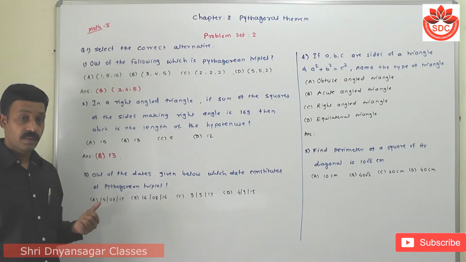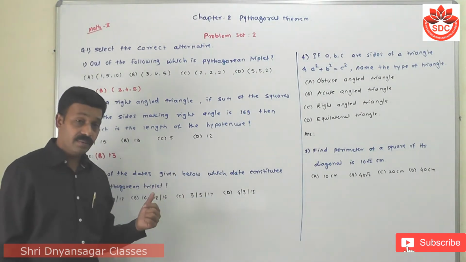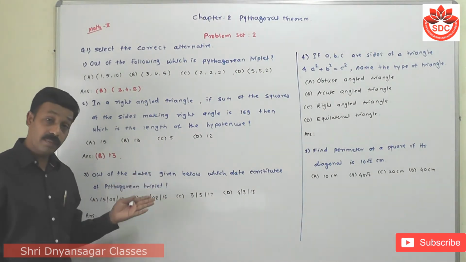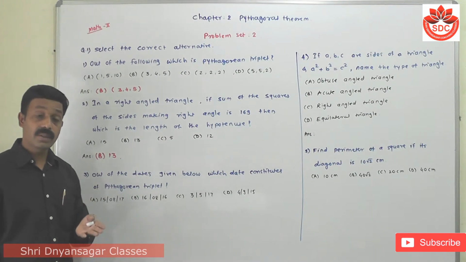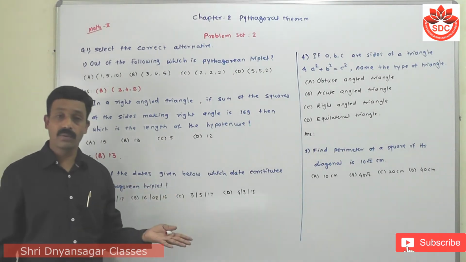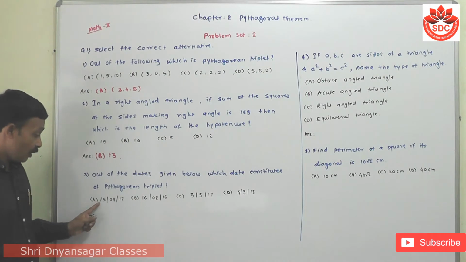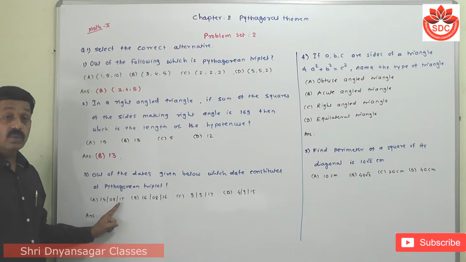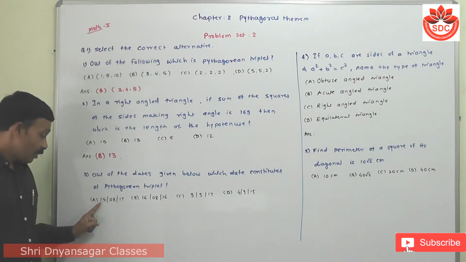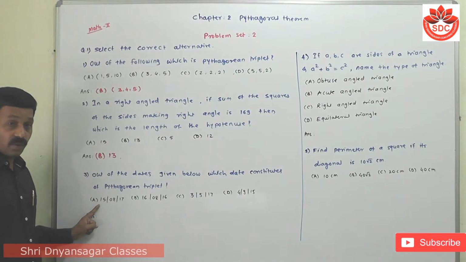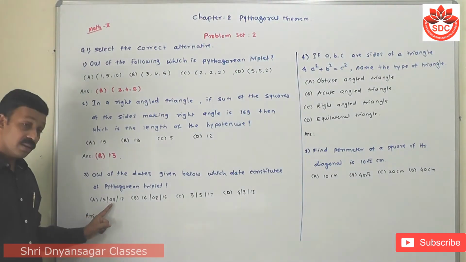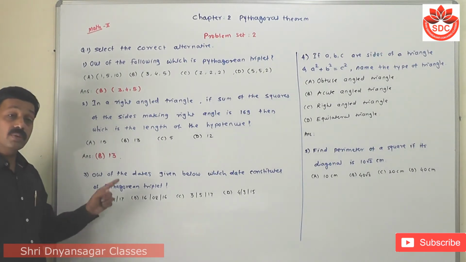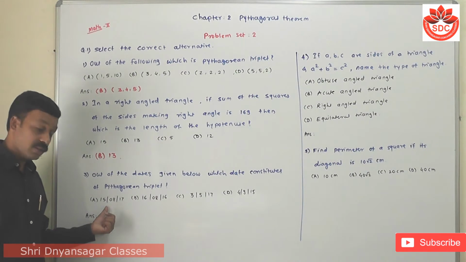Okay, the next one: out of the sets given below, which set constitutes a Pythagorean triplet? Here the sets are given. We know the property of the Pythagorean triplet: the square of the bigger number is equal to the sum of the squares of the 2 remaining numbers, then this is a Pythagorean triplet. Now we observe 15, 8 and 17. Here the bigger number is 17. 17 squared is 289. Then 15 squared is 225, plus 8 squared is 64. If you add 225 plus 64, it becomes 289. So this is a Pythagorean triplet.